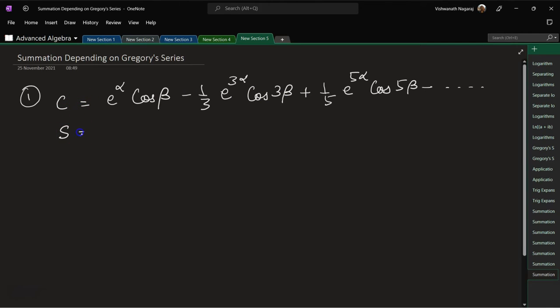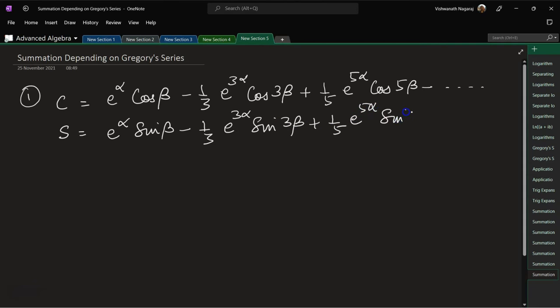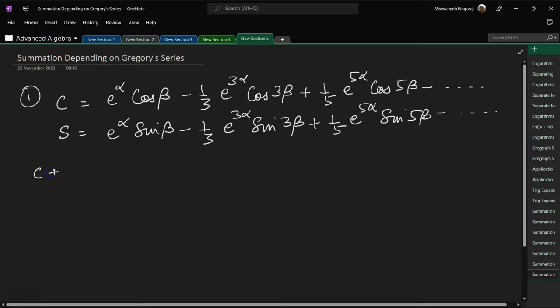So the corresponding sine series would be e to the power of alpha sine beta minus 1 by 3 e to the power of 3 alpha sine 3 beta plus 1 by 5 e to the power of 5 alpha sine 5 beta minus and on and on. Okay, so C plus IS would be these two terms.